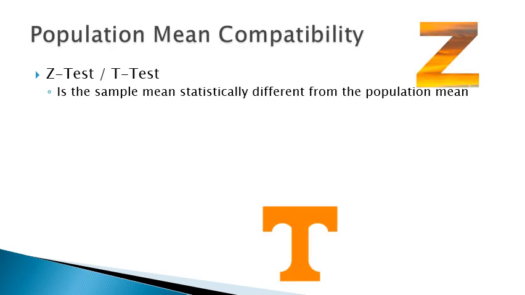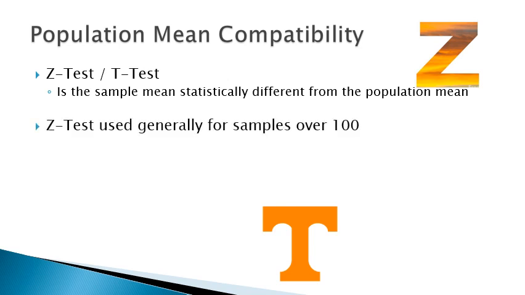Similar but different to a z-score is a z-test or t-test. The difference here is that you're using a sample mean versus the population mean. So on a z-score, it's a single score against the mean. Here, it's the mean against the mean.